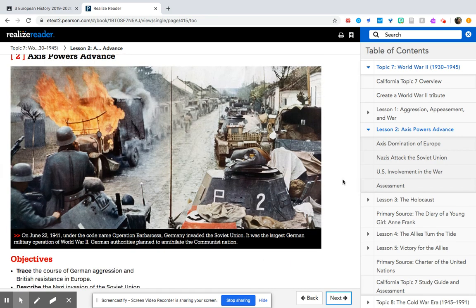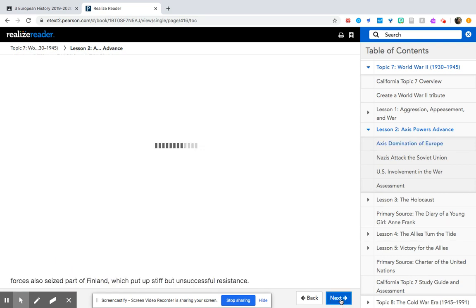We'll give you a moment to check out this image. So, unfortunately, eventually Germany does invade the Soviet Union. So Stalin's efforts unfortunately didn't work out. All right, let's start on the next one.